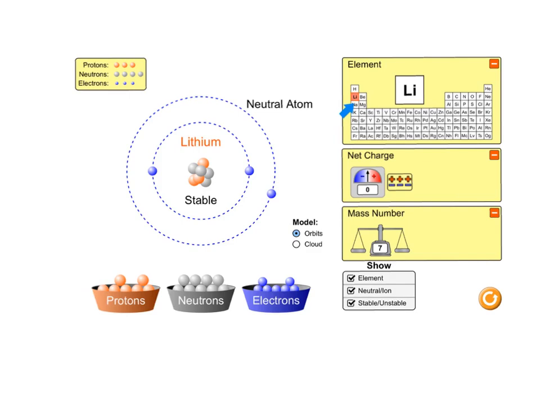In the case of lithium, lithium sits in group 1. Lithium has got 3 protons, it's got 3 electrons, and it's got 4 neutrons. And we see that the outermost energy level has 1 electron. Remember, that's why it's sitting in group 1, because it's got 1 valence electron.